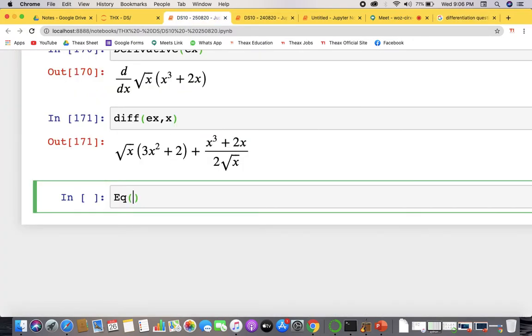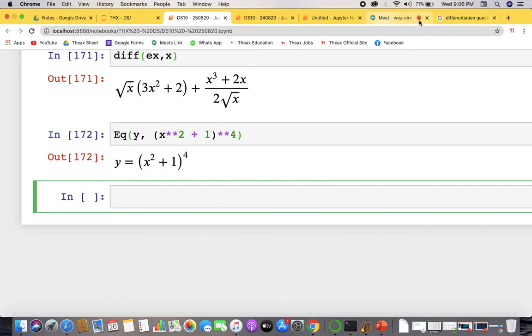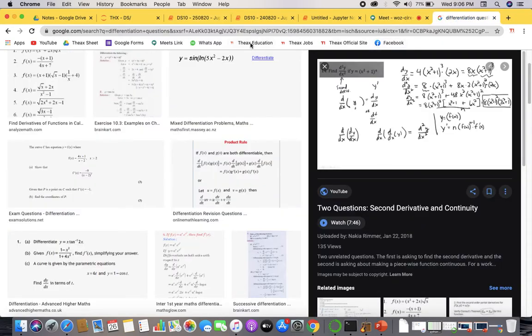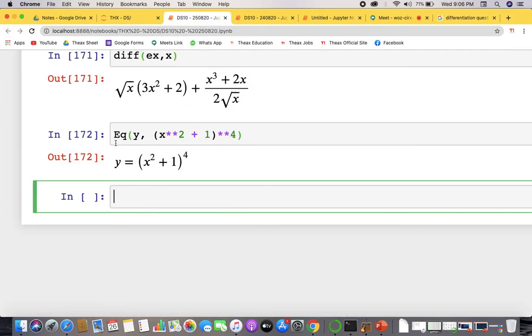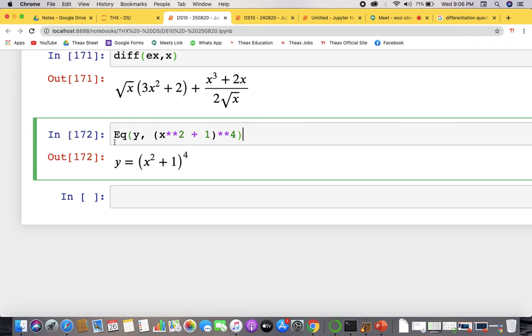So the equation is y equals, what was that? I usually forget the expressions. So x square plus 1 to the power of 4, I think, right? Yeah, I think that's the equation. d square y by dx square, that is the double differentiation you are going to do about this. So this is my e.